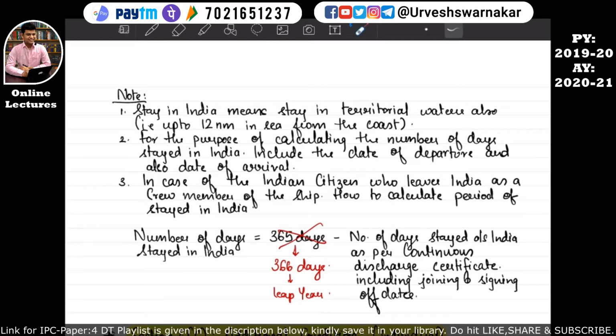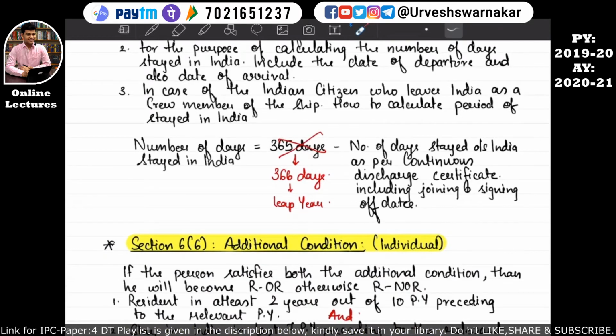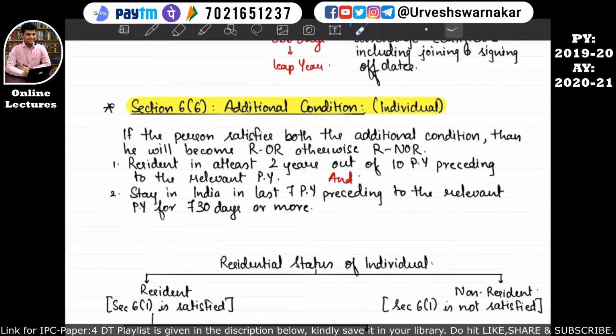In case of Indian citizen who leaves India as a crew member of Indian ship, how to calculate period of stay in India? Number of days stayed in India is equal to 366 days minus number of days stayed outside India as per continuous discharge certificate, including joining and signing off date. Section 6 subsection 6 additional condition.